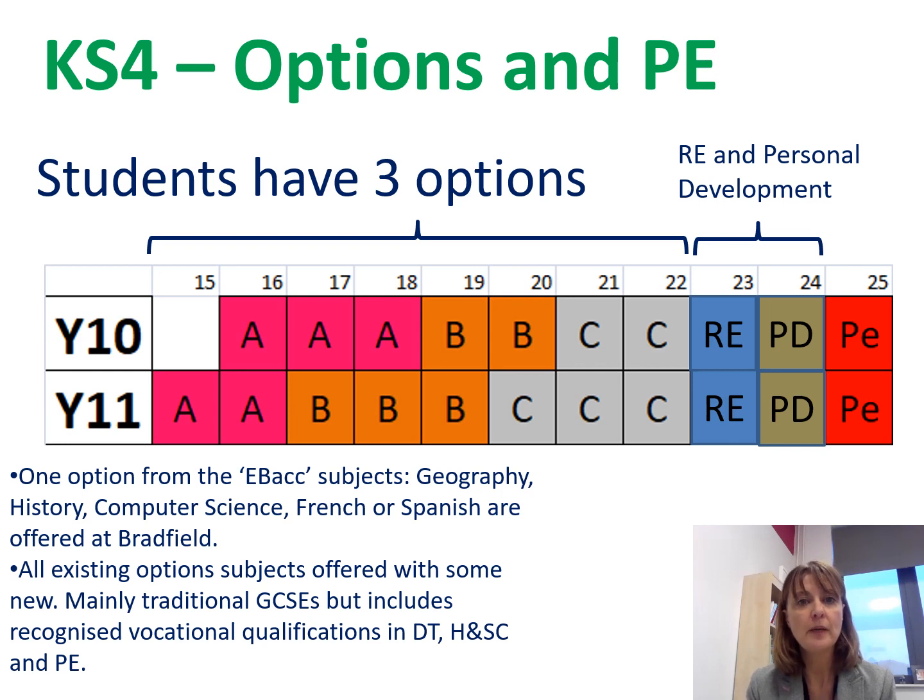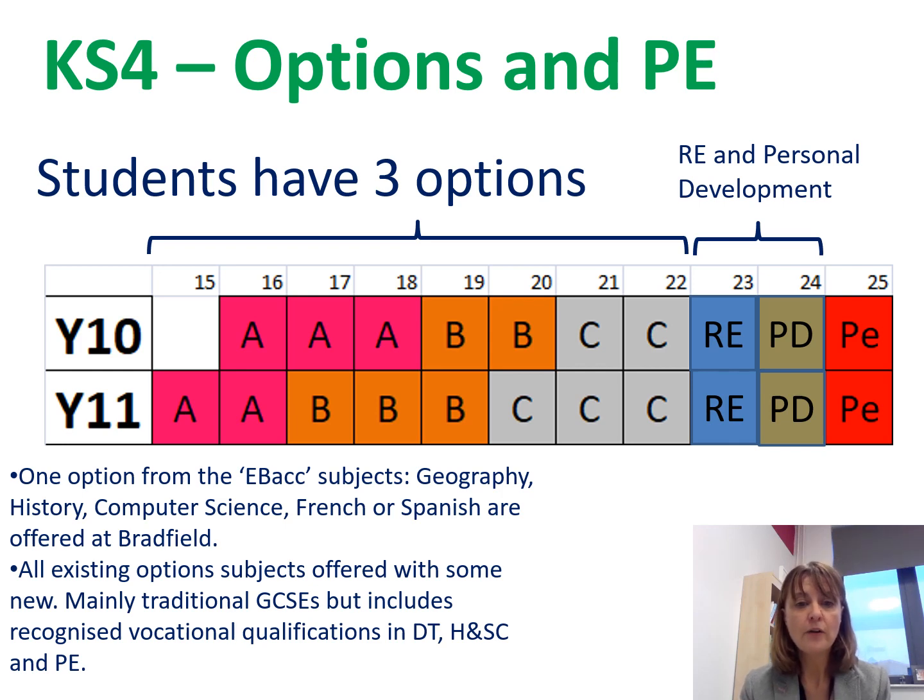So they're choosing between geography and history and computer science and French and Spanish. Their other 2 option subjects, they have complete free choice. So they can select again from those EBacc suite of subjects, but there are also other subjects from which they can choose. And I'll share what those are on subsequent slides. They include all of the existing subjects that are studied at Key Stage 3, plus some new ones. Now, they are mainly traditional GCSEs, but there are also some of the vocational qualifications. And again, I'll talk about those shortly.